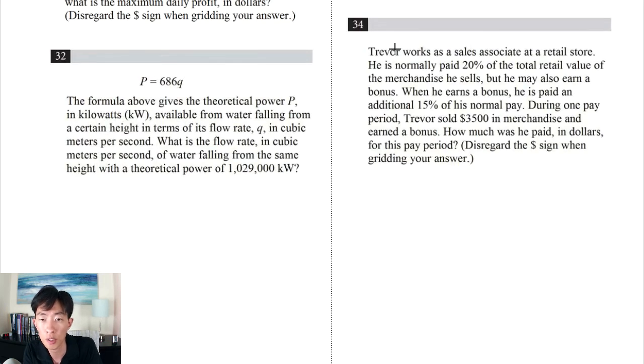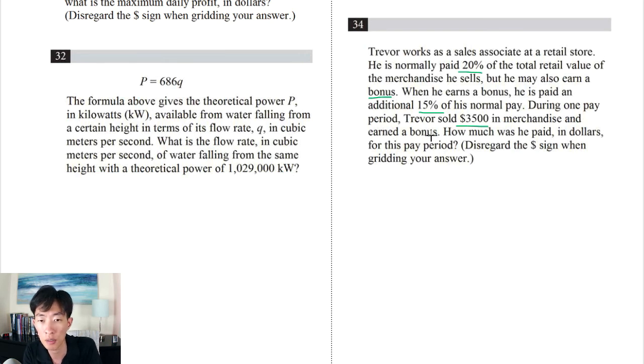34. Trevor works as a sales associate at a retail store. He's normally paid 20% of the total retail value of the merchandise he sells, but he may also earn a bonus. When he earns a bonus, he's paid an additional 15% of his normal pay. During one pay period, Trevor sold $3,500 in merchandise and earned a bonus. How much was he paid in dollars for this pay period?